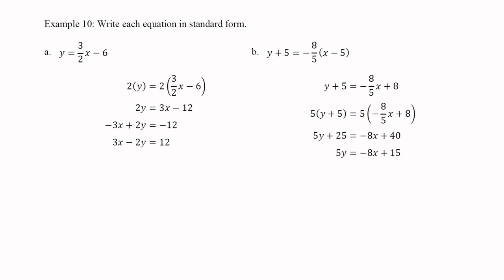Now we're going to move our 25 over to the other side by subtracting on both sides. So 40 minus 25 gives us 15. We're going to move our 8x to the other side by adding it to both sides. And since we have no fractions and we do not lead with a negative, we are now finished. 8x plus 5y equals 15.